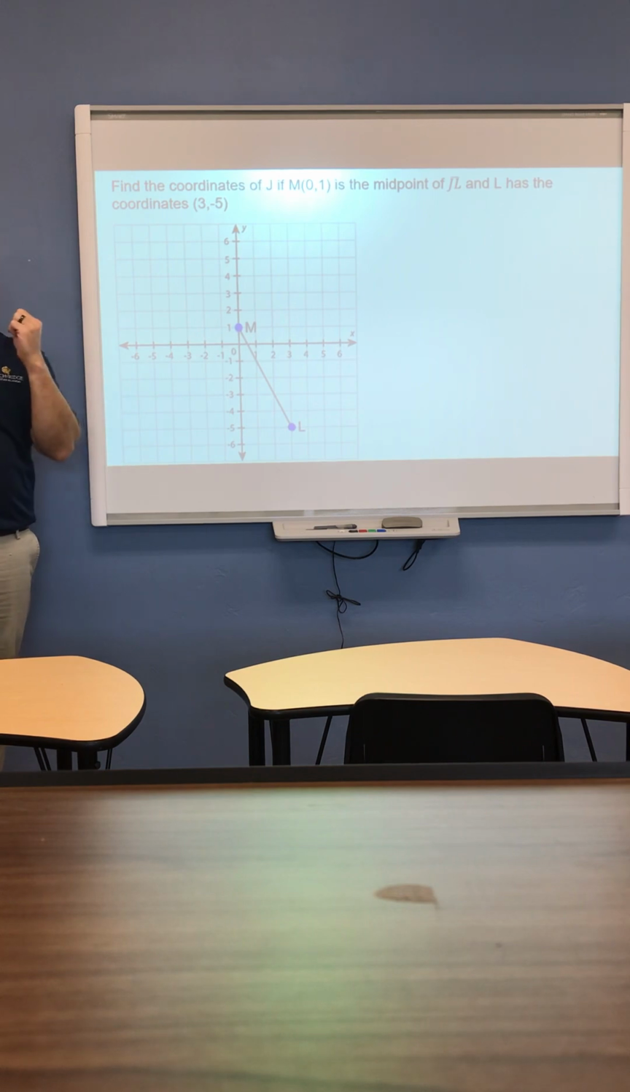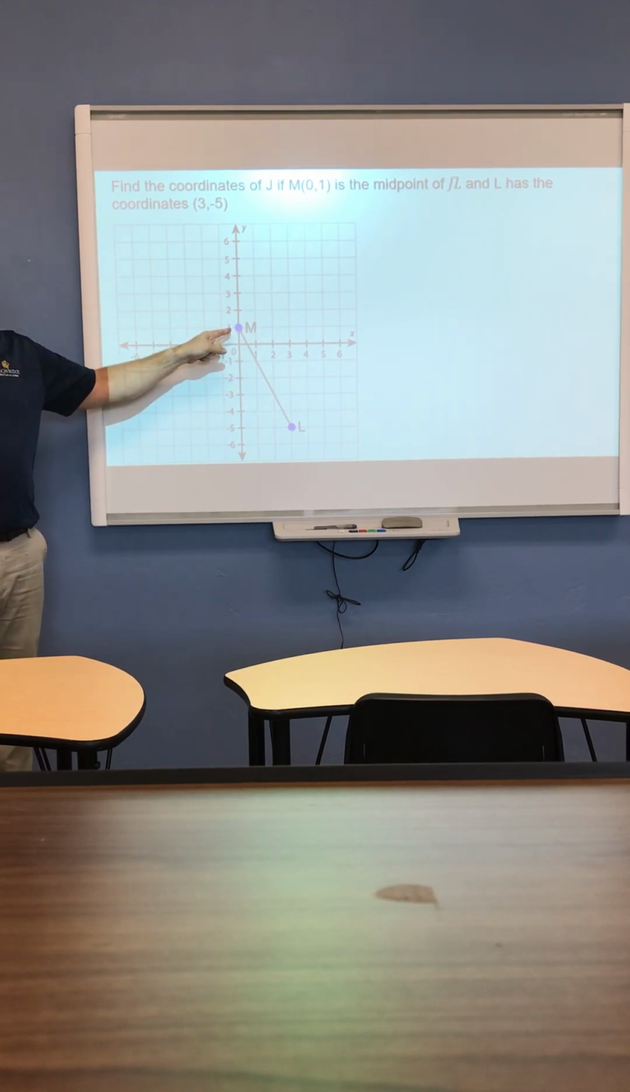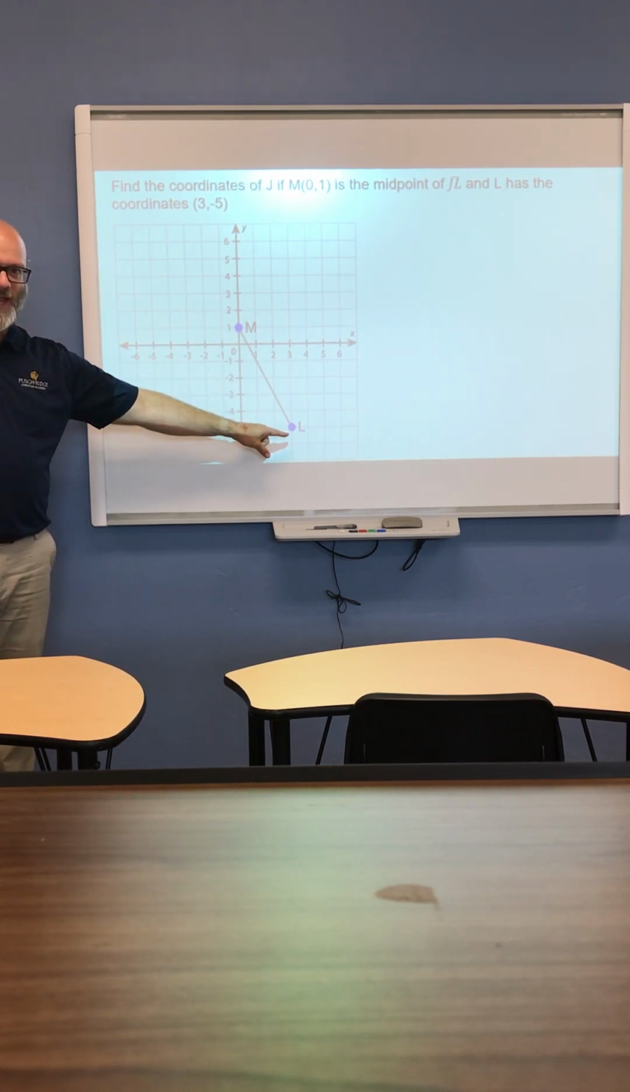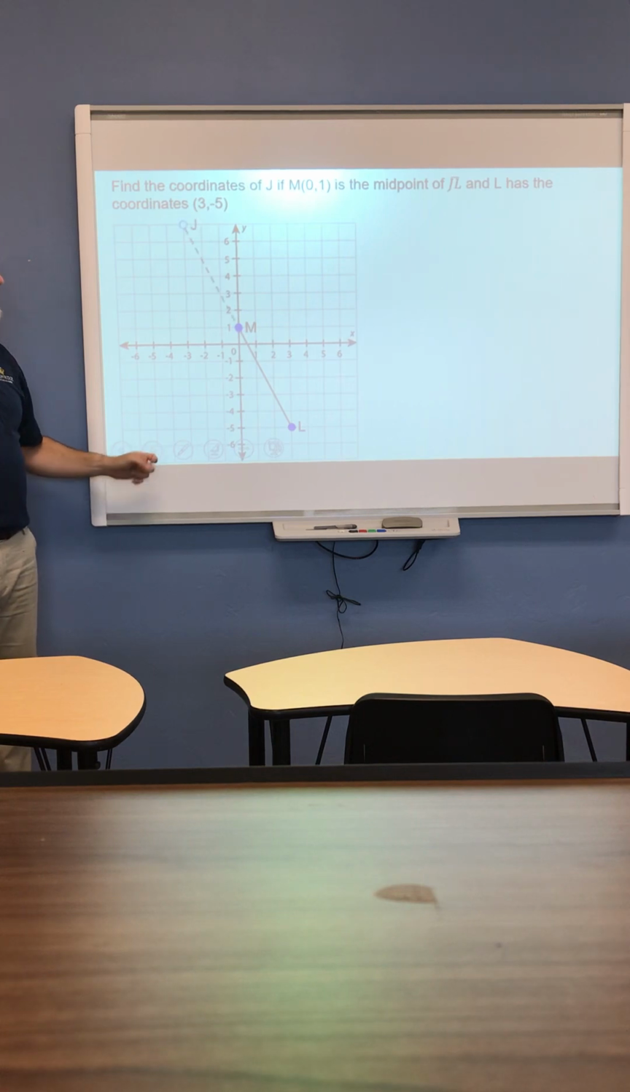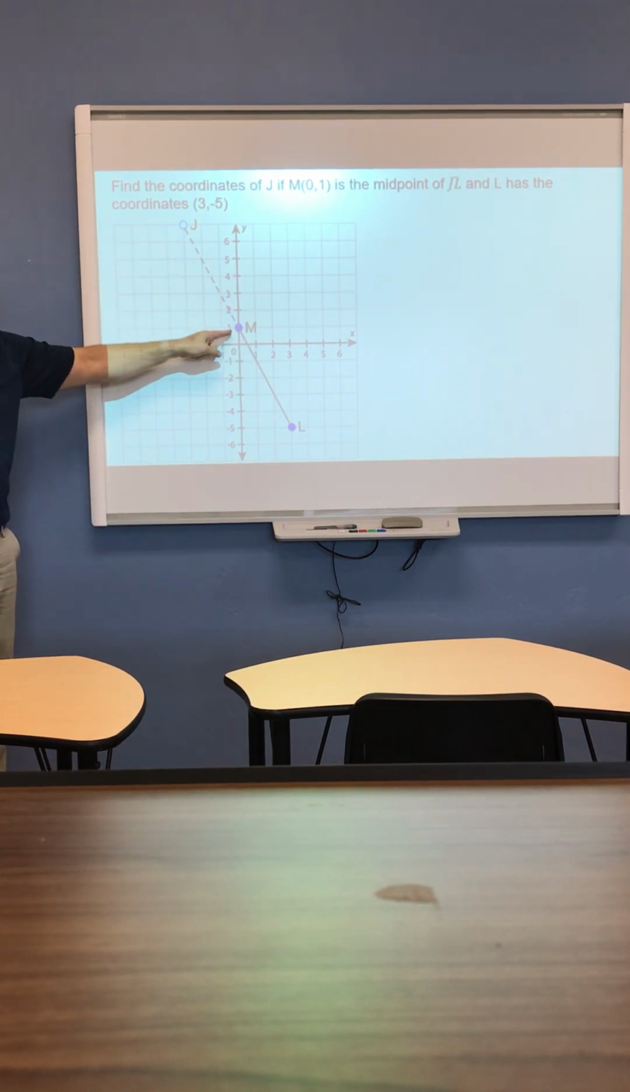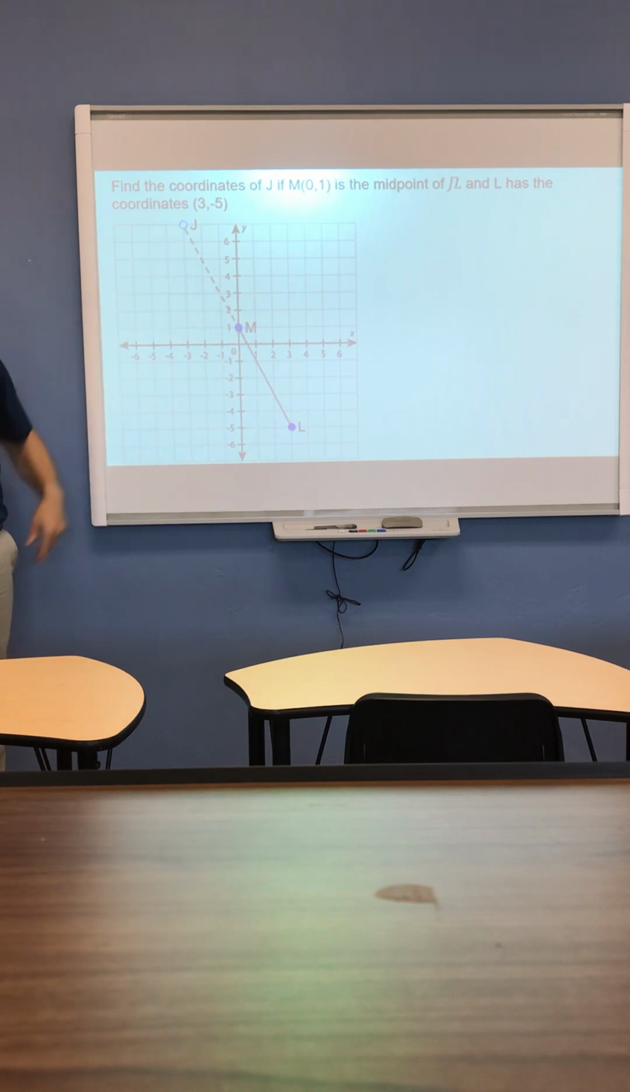So where's JL? Well, understand what you're looking at. That's the midpoint of JL. That's the endpoint of JL. The only thing you're missing is the other endpoint of JL. So on paper, you need to show this. That's what you're going for, right? You don't know where J is, and you're trying to find that endpoint. Given the midpoint and one of the endpoints, find the other endpoint.